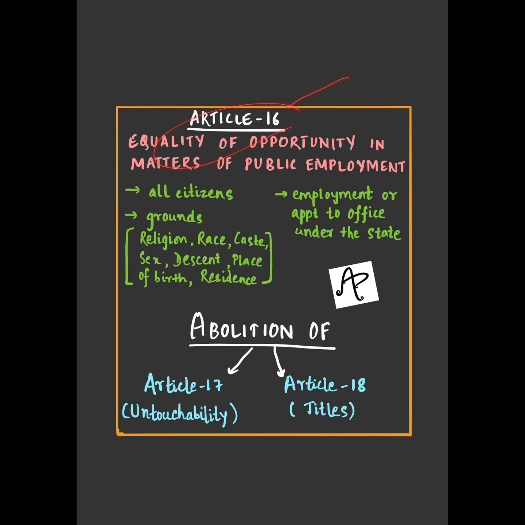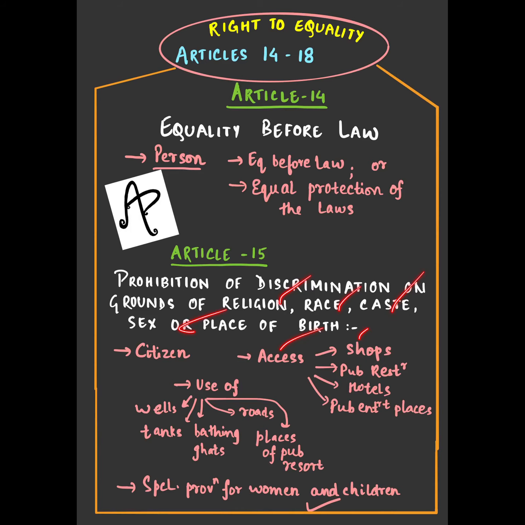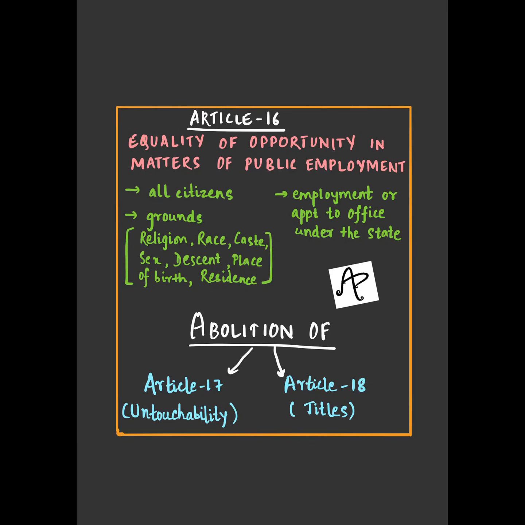Next, when we talk about Article 16, we see equality of opportunity in matters of public employment. So it says again, now it is for all the citizens here, not for persons but for the citizens. तो यहाँ पे क्या क्या बातें हो रही हैं? Employment or appointment to office under the state. And this says क्या क्या grounds cover होंगे? Religion, race, caste, sex, descent, place of birth or residence. ठीक है, ये कुछ अलग criteria थे. इस basis पे on these grounds you have to consider कि कोई discrimination employment या office में वो नहीं हो सकता है.